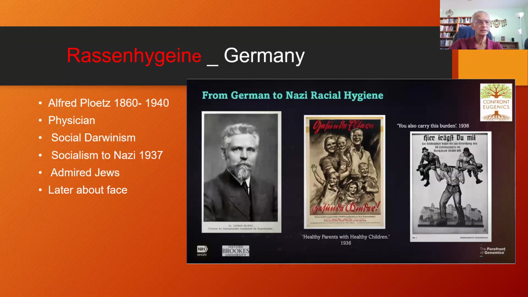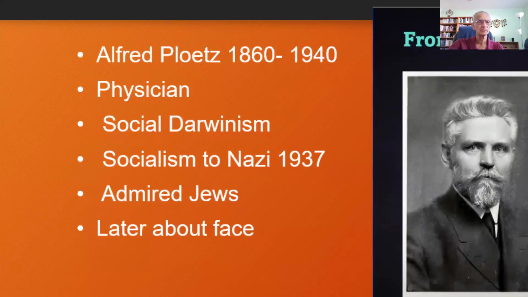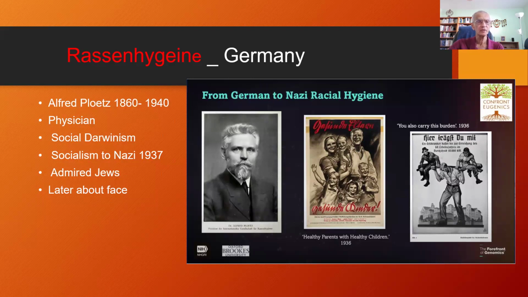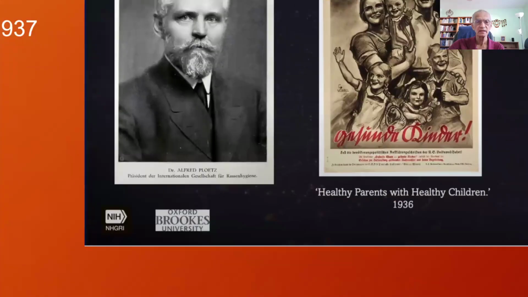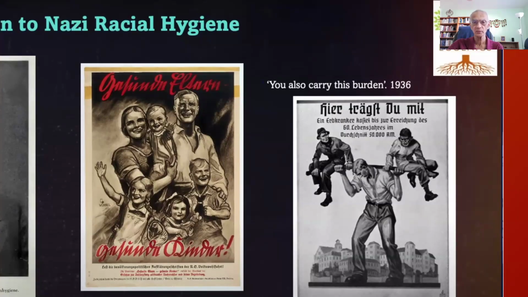Now on the other side, Middle Europe was not too far behind. The father of German race hygiene thought was an influential physician named Alfred Ploetz, who lived right through the Nazi era. He was a believer in social Darwinism, and from being a socialist he quickly changed hats and later joined the Nazi party, so it was an about-face. This was the propaganda: healthy parents with healthy children. You also carry the burden. These are the earlier Nazi reports.